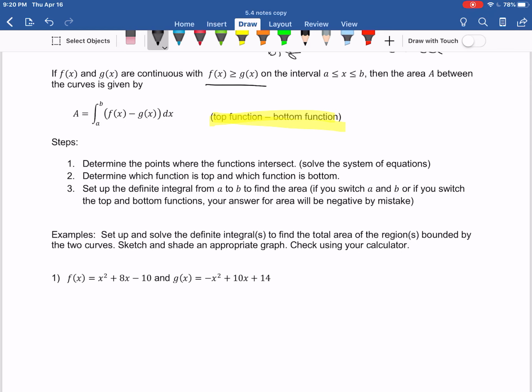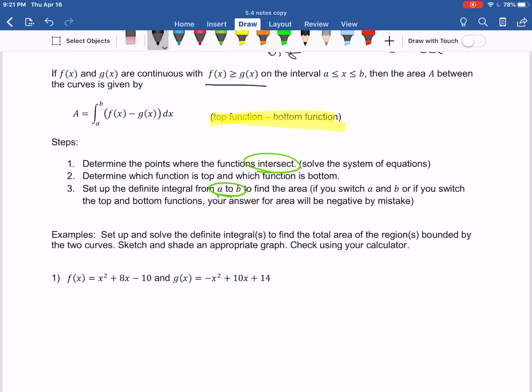That's acceptable. Step number 2 is to figure out which function is on top and which function is on the bottom. And step number 3 is to set up your definite integral from the lower limit to the upper limit, a to b. And the a and the b that I'm referring to here, those would be your intersection points that you found up above, right? So anyway, the integral from the left endpoint to the right endpoint of intersection of the area. Once again, the top function is first and the bottom function is second, and you subtract the two within that integral.